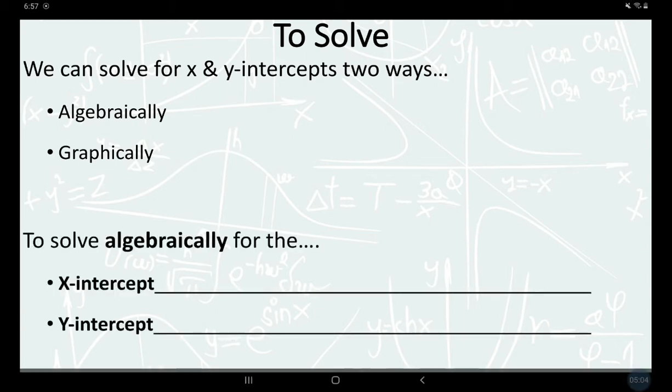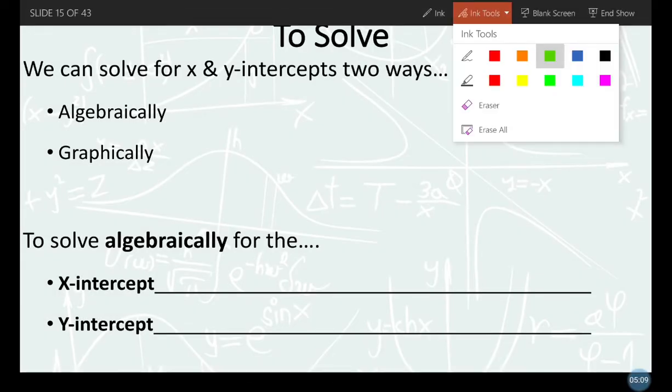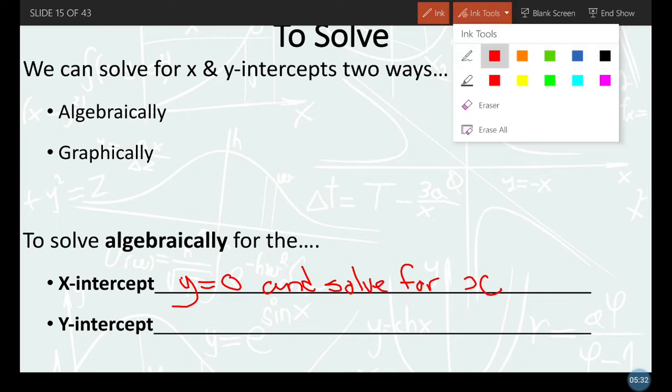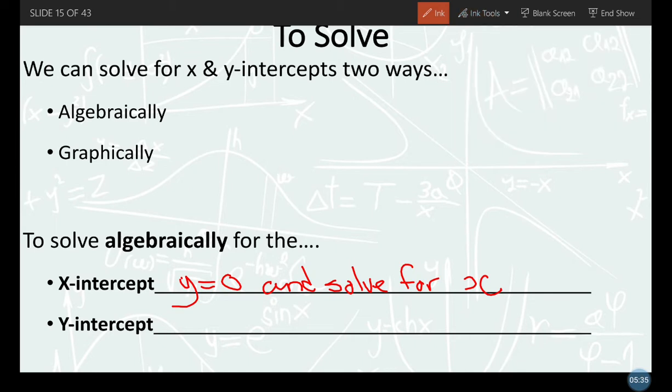To algebraically solve for the x-intercept, what I'm going to do, as we said, is make the other value, so I'm going to make y equal to 0 and solve for x. This rule applies to any function. We're strictly looking at linear functions, but it also applies to quadratic functions. To solve for the y-intercept, we make the other variable, so x, equal to 0.